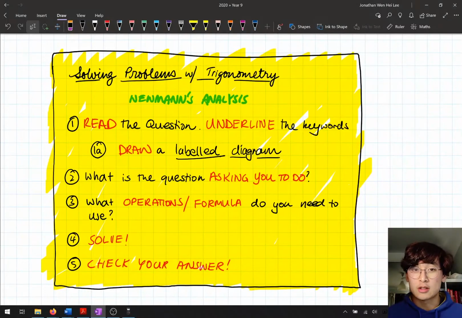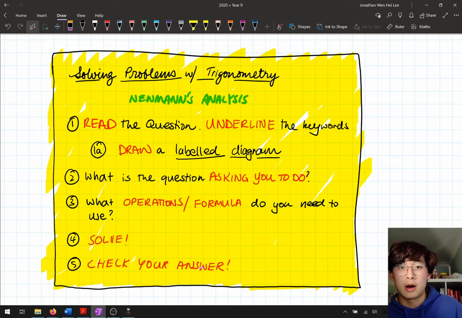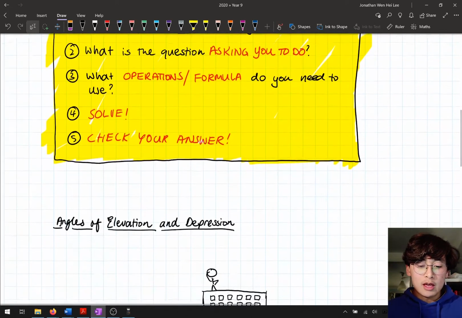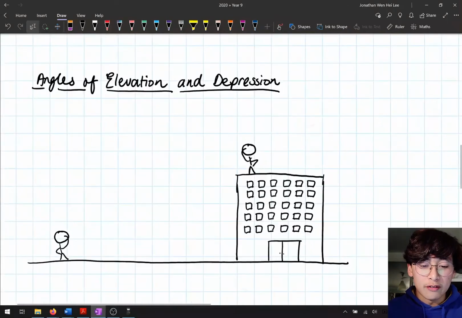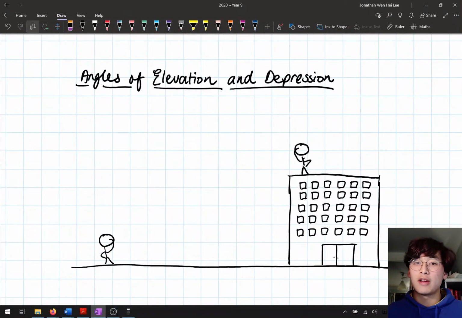Now, before we actually get to solving problems involving trig, we actually need to learn a bit of terminology. In mathematics, there's a few extra terms and words that we need to be aware of, and in trigonometry, there's two terms we're going to be talking about. Here, they're called angles of elevation and depression.